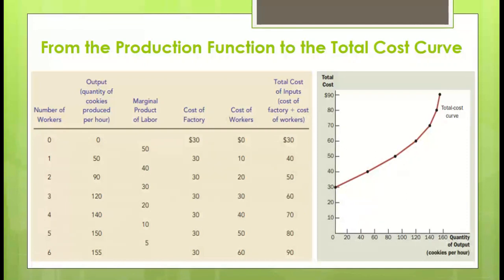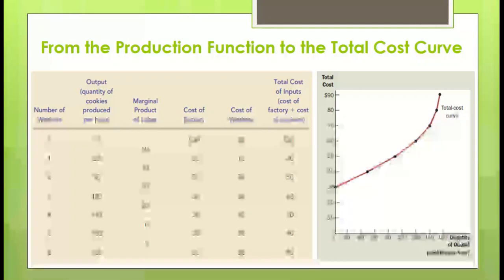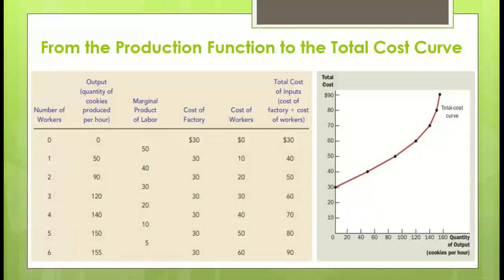And for 155 units of output produced, the total cost is $90 here, this point. And if we join all these points, these black dots, 1, 2, 3, 4, 5, 6 and 7, if we combine or join all these points, then we will get the total cost curve.